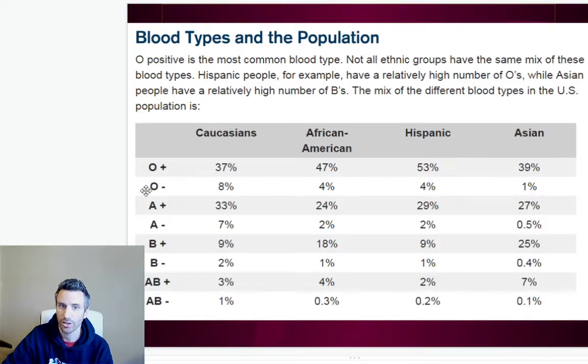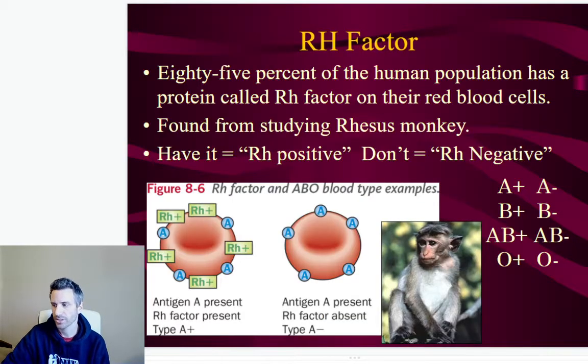That the Rh negative is really uncommon for Asians. So the Rh factor really comes into play there in terms of identification. The Rh factor was discovered from a rhesus monkey. Ooh, cute little guy. So 85% of the human population has a protein that is that Rh factor. And so if you have it, you're Rh positive. If you don't have it, you're Rh negative.